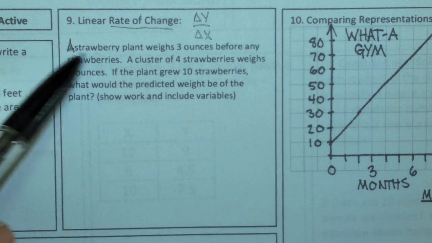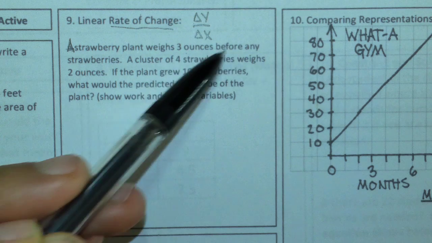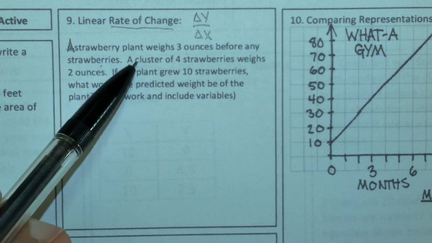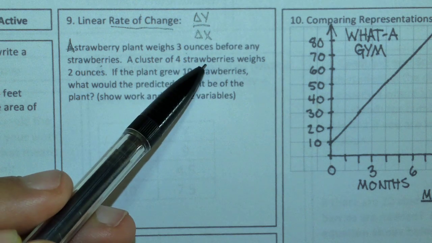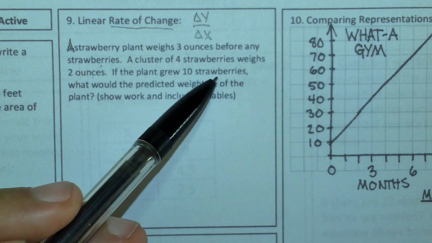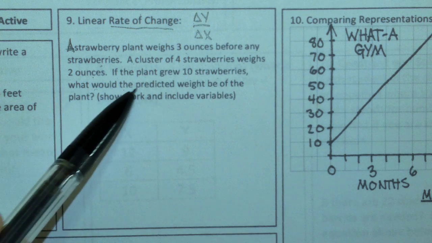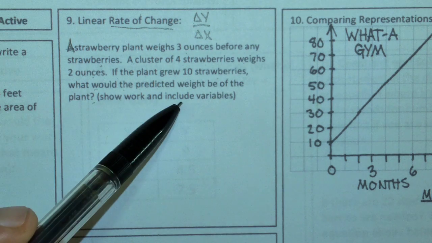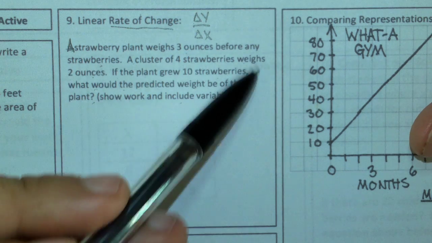All right. A strawberry plant weighs 3 ounces before any strawberries are on there. So the plant itself is weighing 3 ounces. A cluster of 4 strawberries weighs 2 ounces. If the plant grew 10 strawberries, what would the predicted weight be for the plant? So we're going to show our work. We're going to include our variables. We have a lot of important information here.